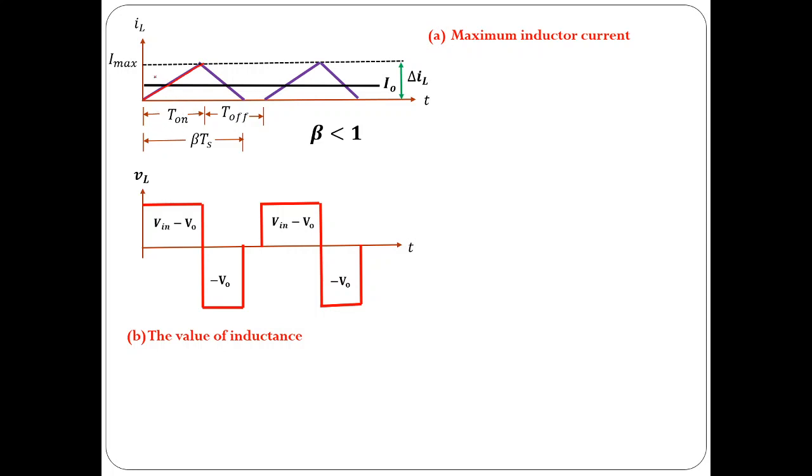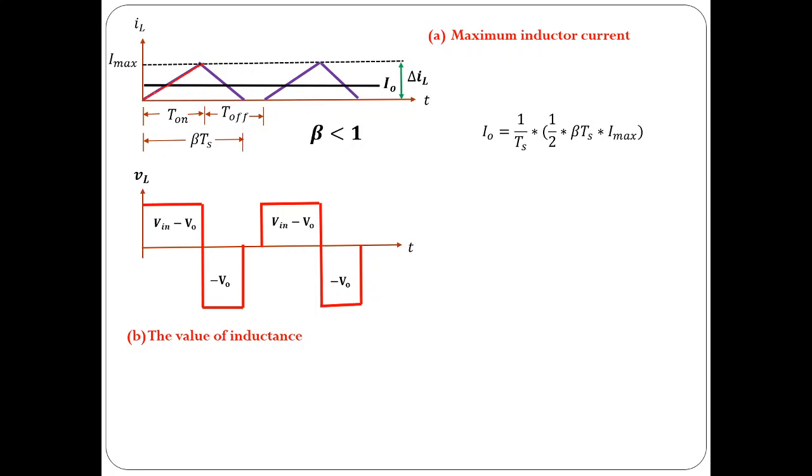What is the slope? Slope is equal to (Vin minus Vo) by L. The L value is not known. The L value is not known. So maybe you need to find some other way to find the maximum inductor current. We know according to the formula that Io is equal to this, right? So from this you can find Io.